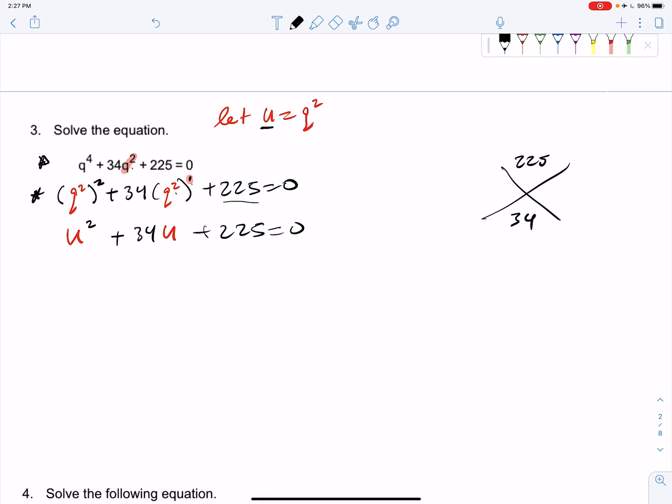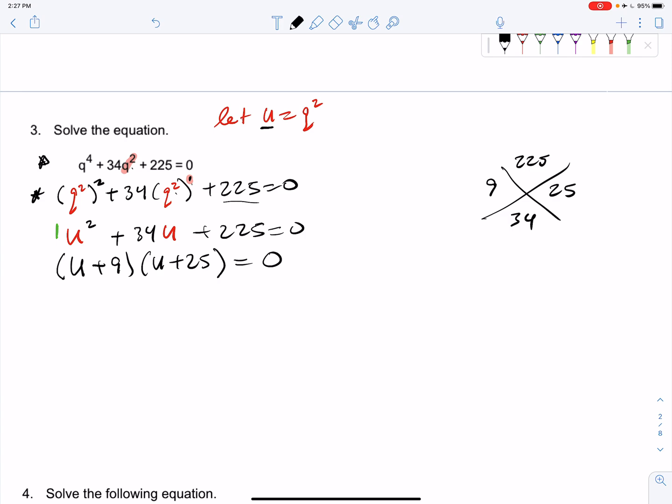And you can search, search, search. How about 9 times 25 is 225. I'm going to add that up, I get 34. Now the fact is this does have a leading coefficient of 1, which is beautiful, because all I have to do is just factor it down without having to group it or anything special. U plus 9 times a quantity of U plus 25 equals 0. And you could double check that by multiplying that out. You'll find out that that is true.